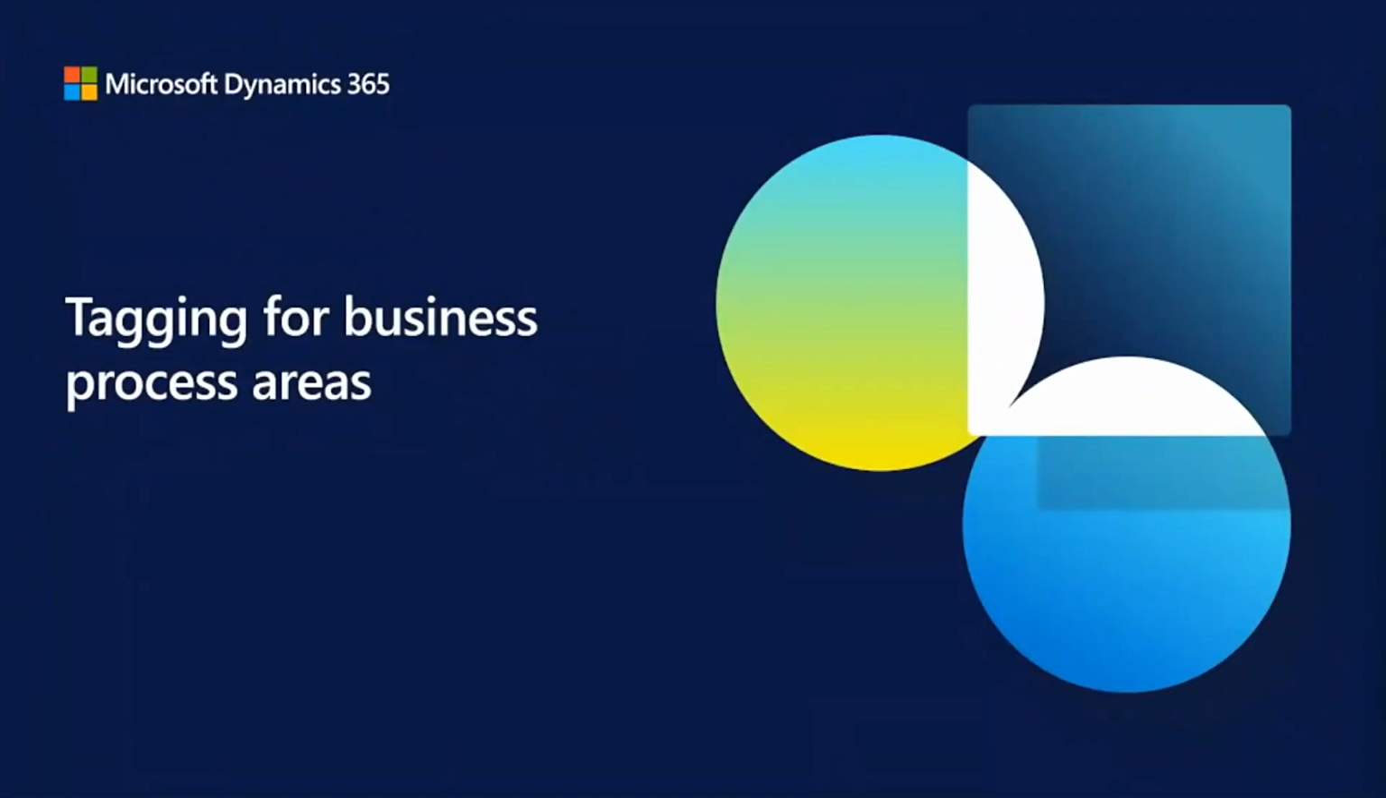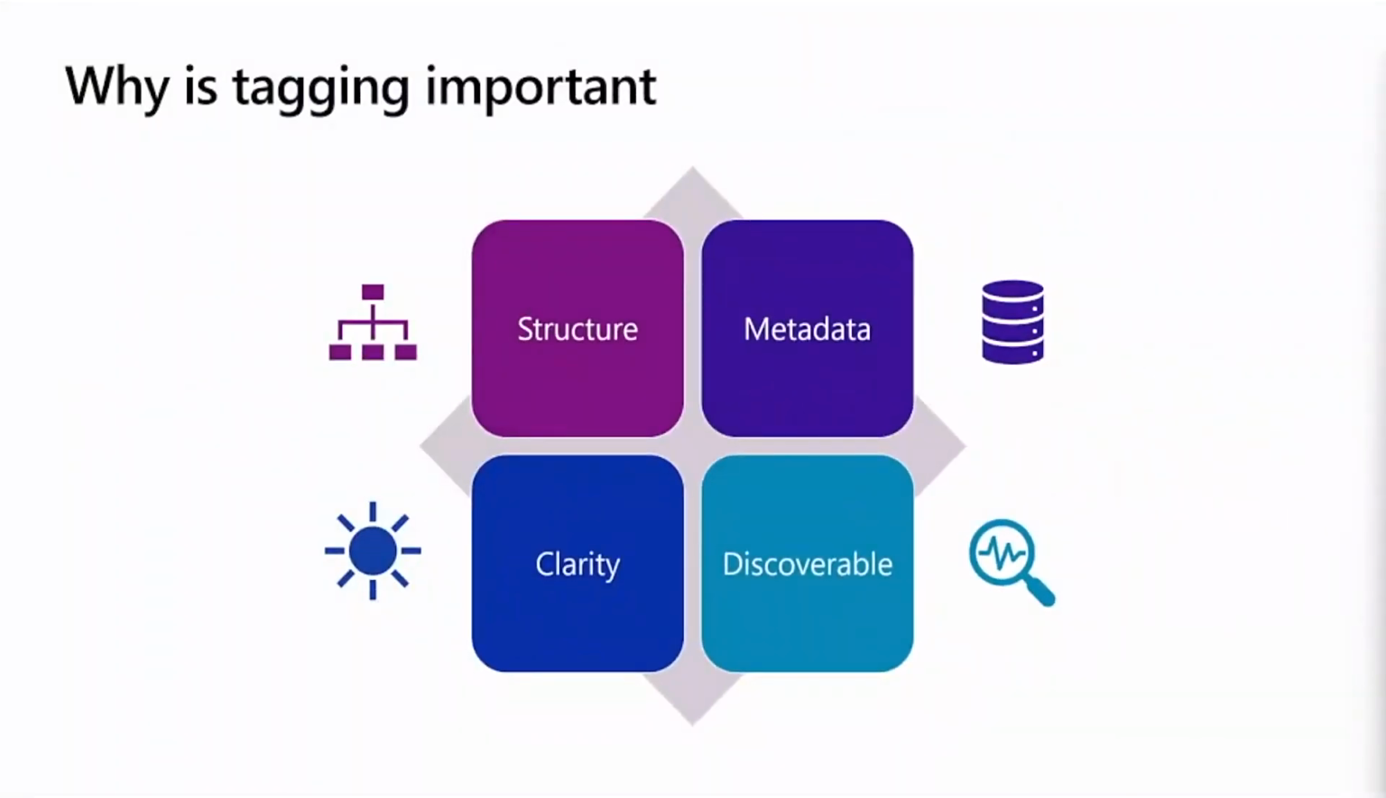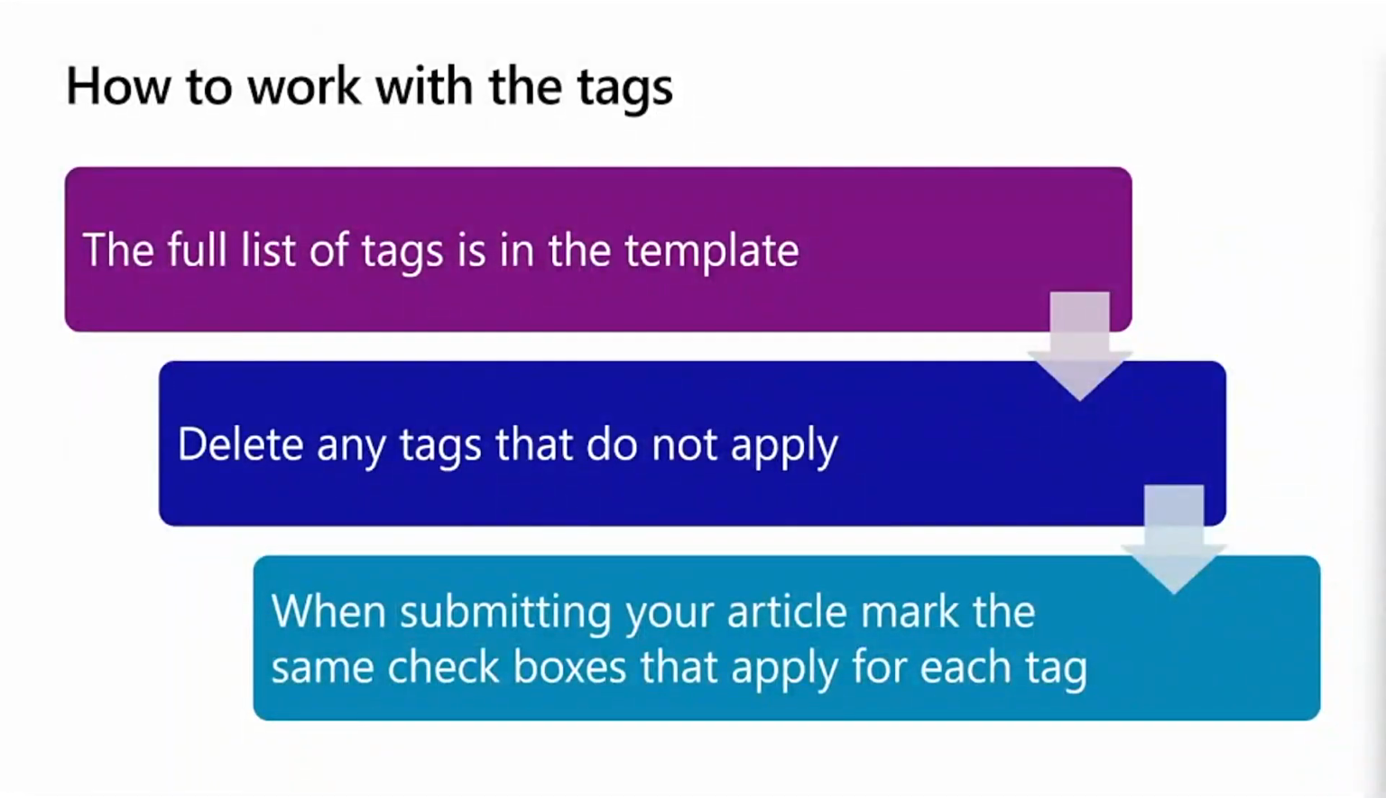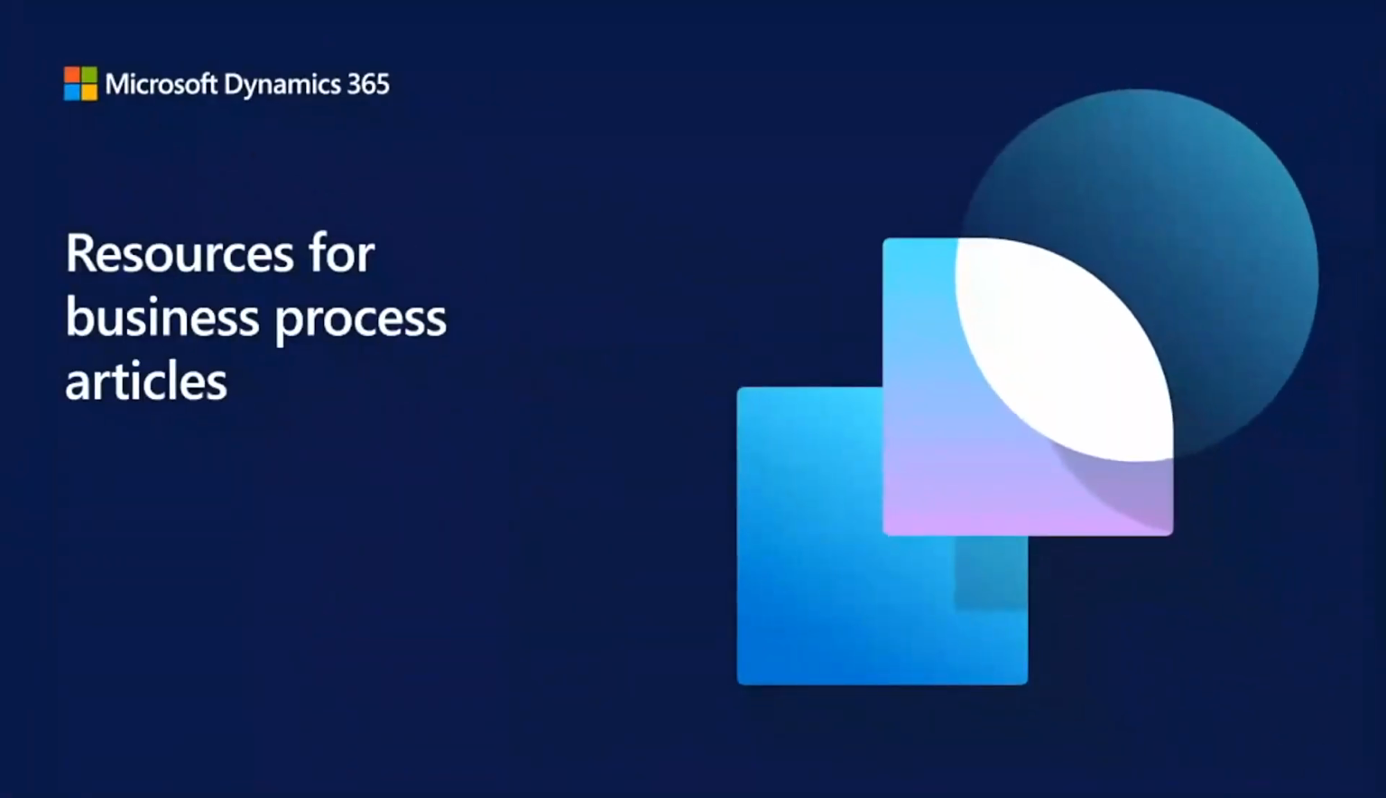Tagging is important, and it's the next section of the document. You don't actually see the tags in the text of your article, but it is important. Tagging helps create structure and metadata for the articles, creates clarity about who and what an article applies to, and will help make your articles more discoverable. There are 3 different tags that we've identified, which are the industries, the stakeholders, and the products. To make the process easy, we've included the full list of possible tags in the template, and all you need to do is delete the tags that do not apply, and when you submit your article, you'll mark the same checkboxes.